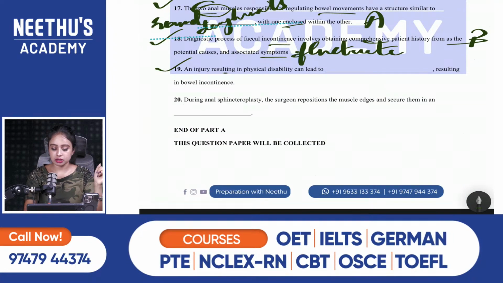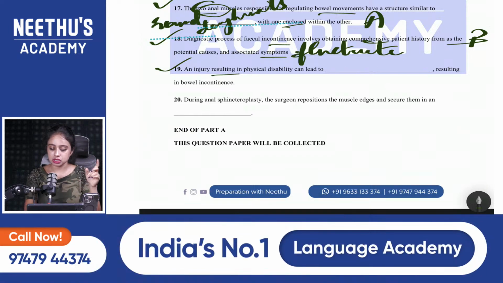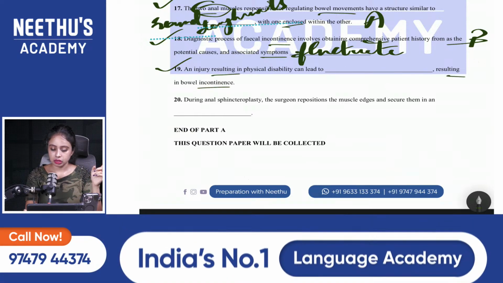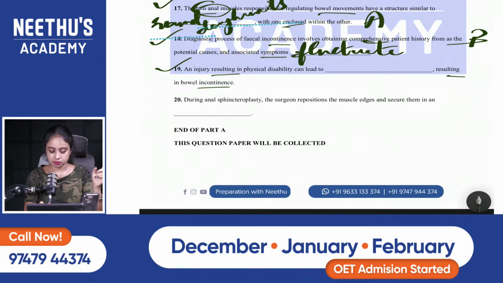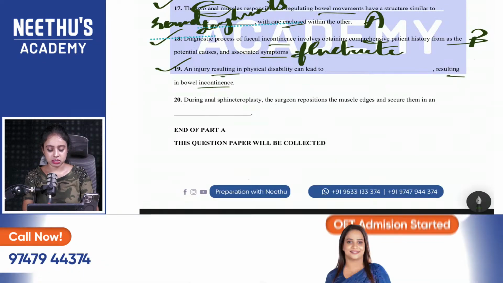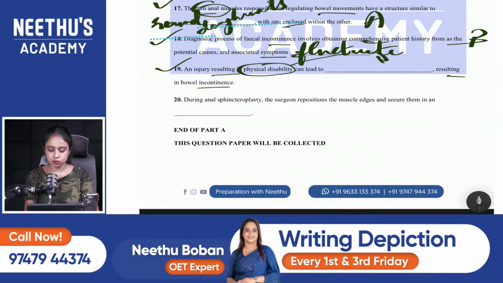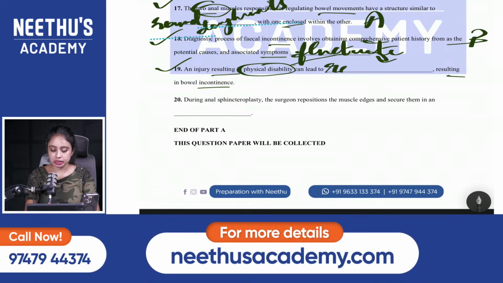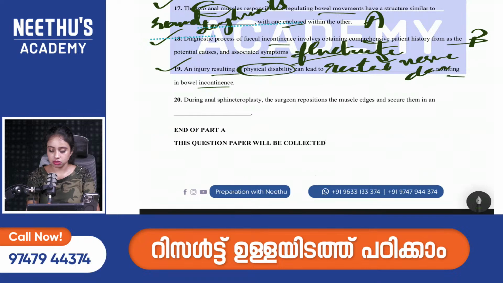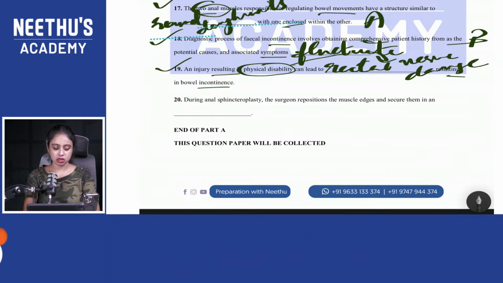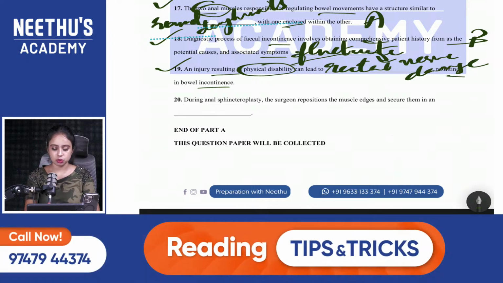And then the second last one. An injury resulting in physical disability can lead to dash, resulting in bowel incontinence. What was that one? Physical disability can lead to something. Very good, Beulah. It is rectal nerve damage. Okay, rectal nerve damage. Yes, Anu. Yes, Adhara. The previous one is fluctuate.